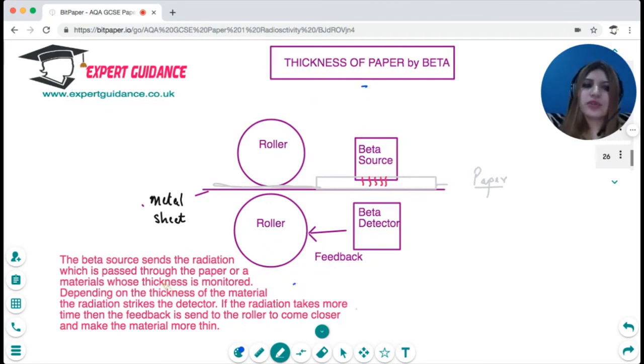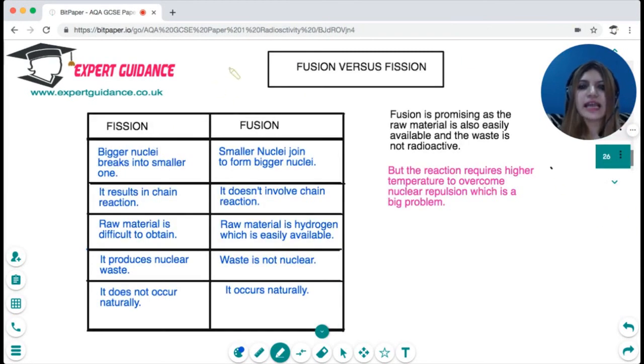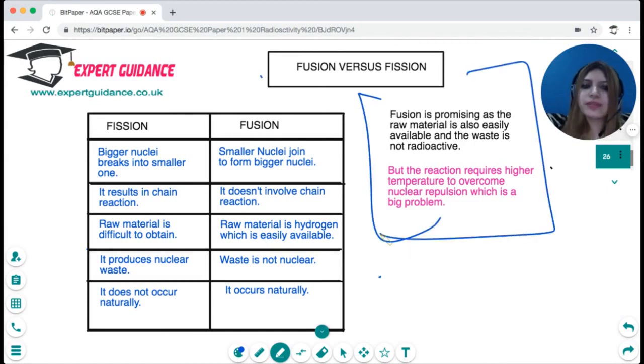Next is thickness of paper by beta. That has also been explained, that the detector sends the feedback to the roller to come closer and monitor and control the thickness of the paper or the metal sheet. The gamma are used widely in medicine, foods, and sterilization. We have also discussed that in the previous slides. And fission versus fusion, we have already discussed that fusion is more promising, but the higher temperature is a bigger issue. And for fission, controlling it and the radioactive waste is a bigger problem.